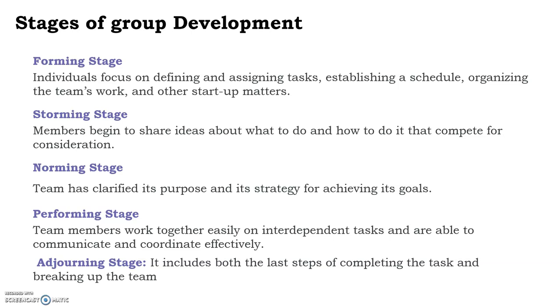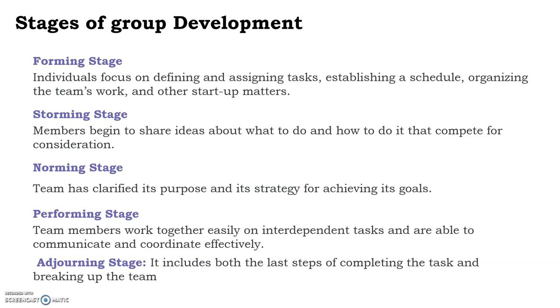The second stage is called the storming stage. Here members begin to share ideas about what to do, what not to do, how not to do, that compete for consideration. Here there are a lot of chances for friction and failure of the points taken by the group members. There may be some reluctance in sharing ideas. People may be frustrated because their ideas are rejected, their ideas are not taken into consideration.